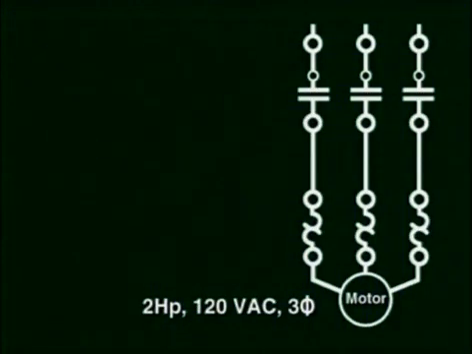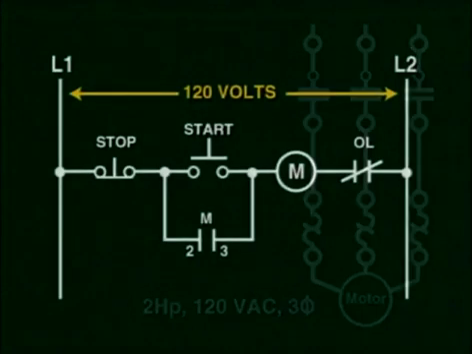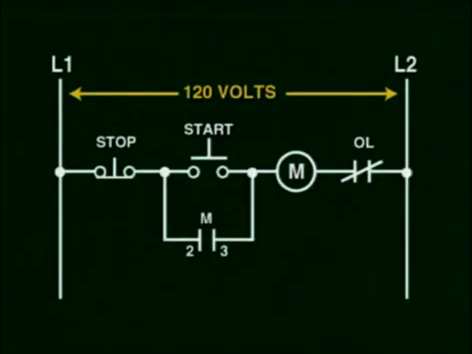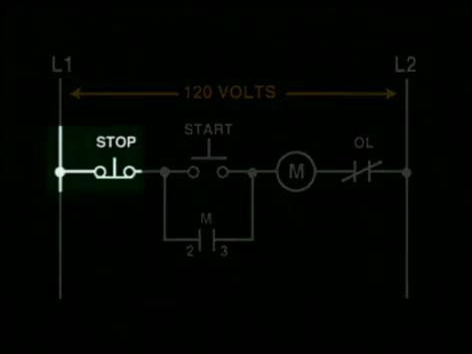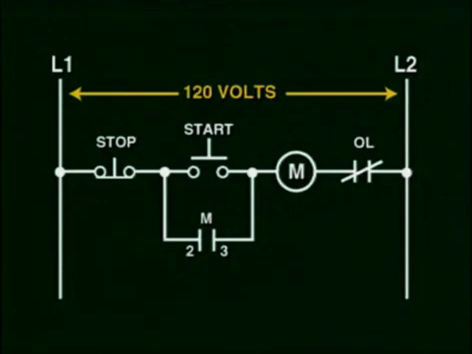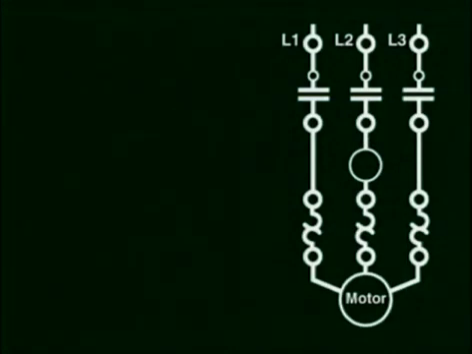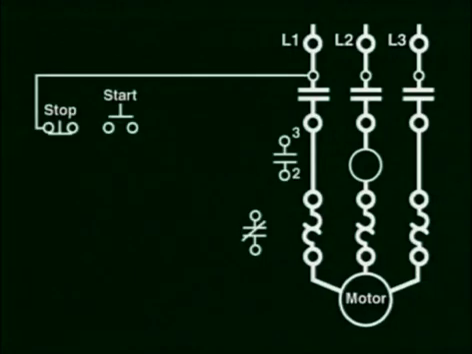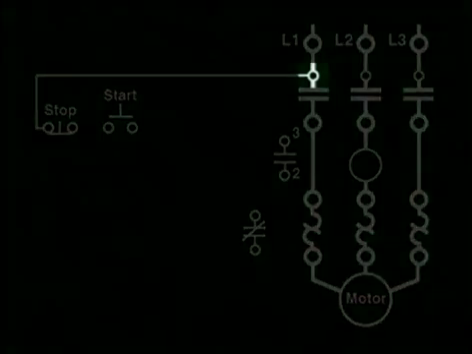As an exercise, let's come up with a wiring diagram for this 2 horsepower, 3-phase, 120-volt motor whose operation and control is represented by this ladder diagram. We can see in the ladder diagram that the stop push button is connected to L1. This is, of course, a control voltage. In the wiring diagram, we would bring one side of the stop push button to the L1 connection in the starter. Note that the connection is made to the small circle terminal to denote a control circuit connection.